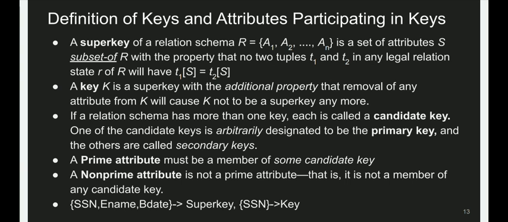So if a relation has more than one key, each of which is called a candidate key, we can designate the primary key as any one of these candidate keys. The other keys are called secondary keys.